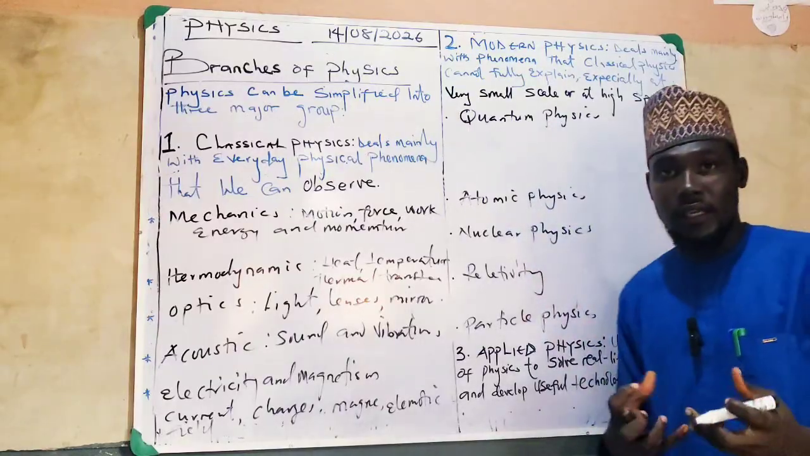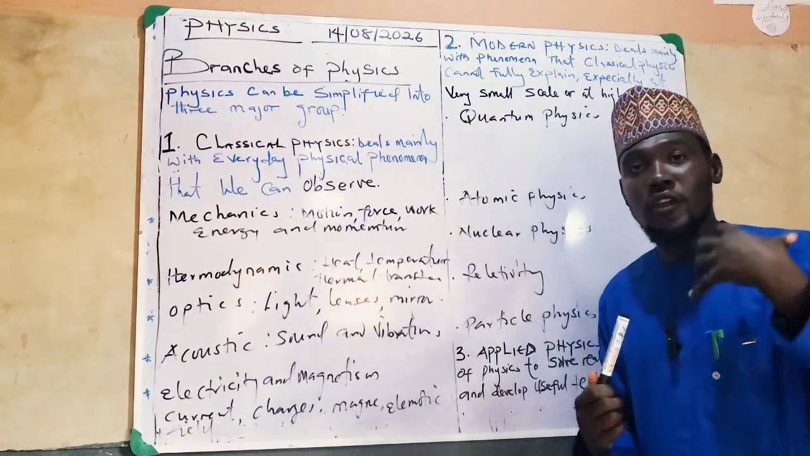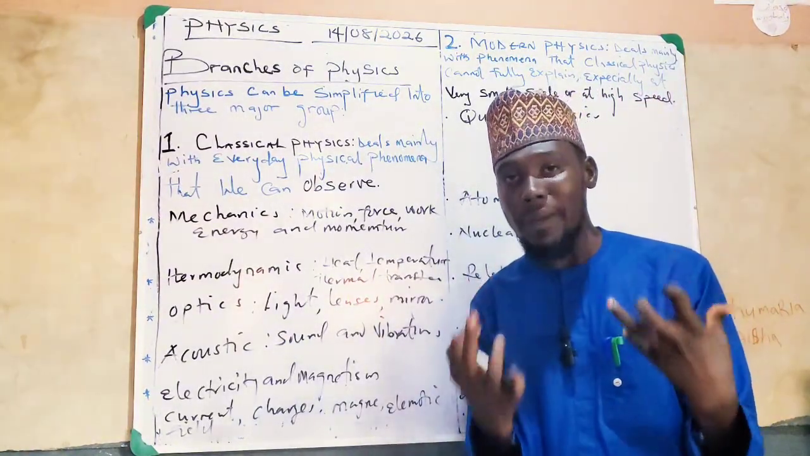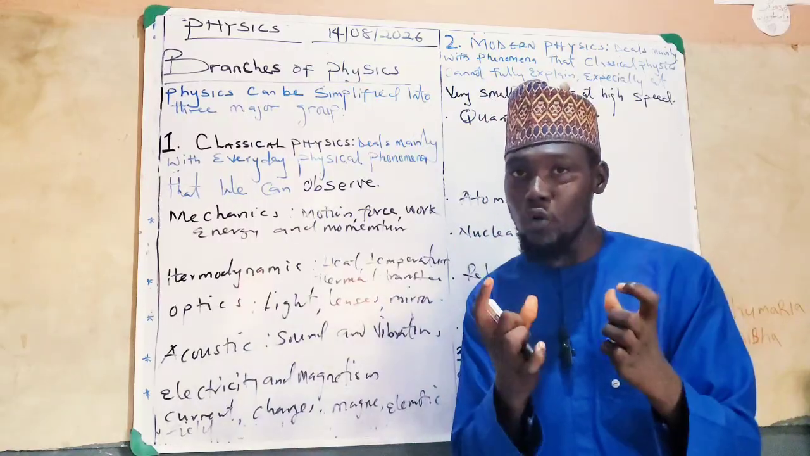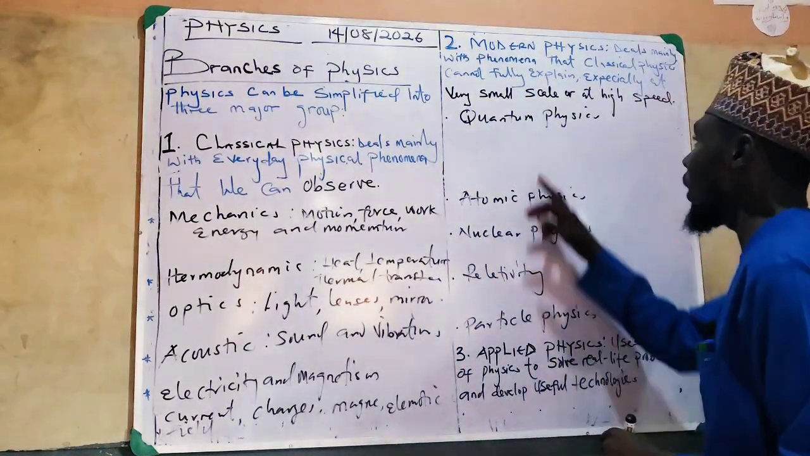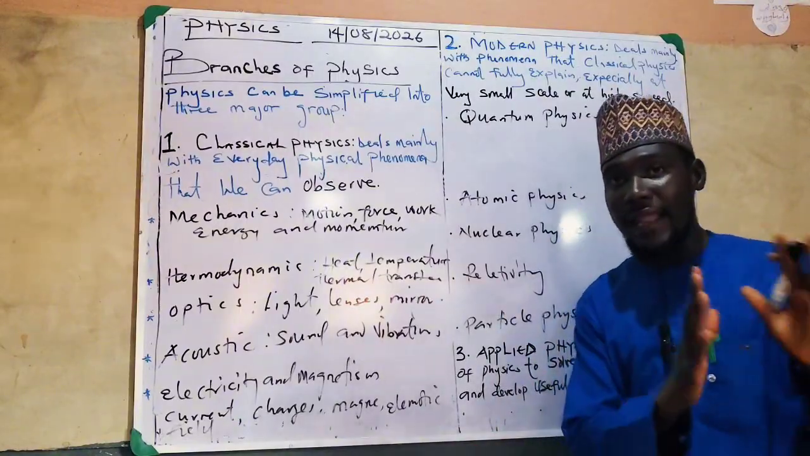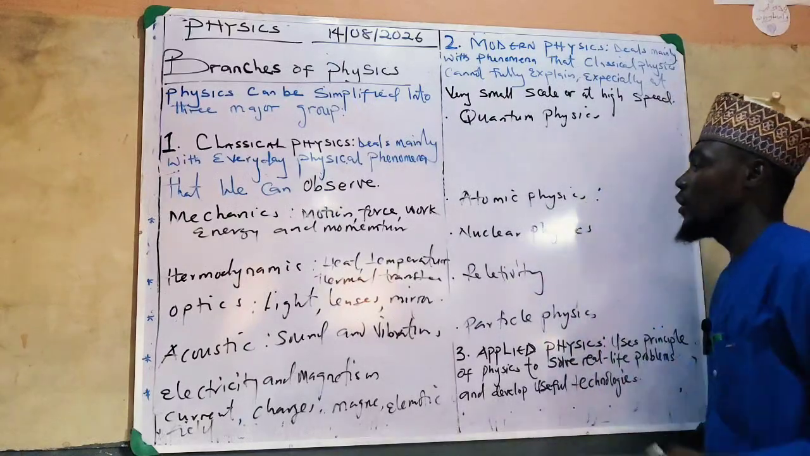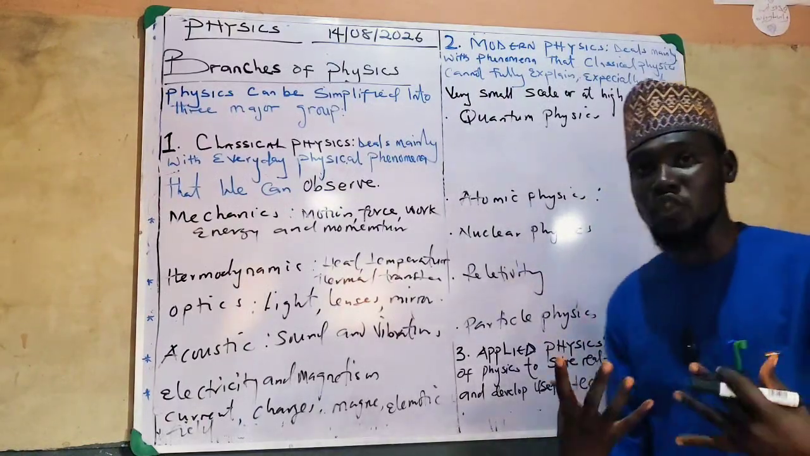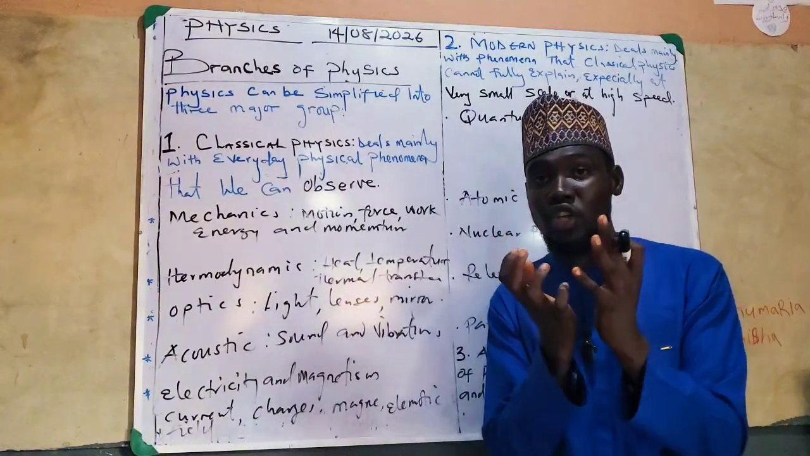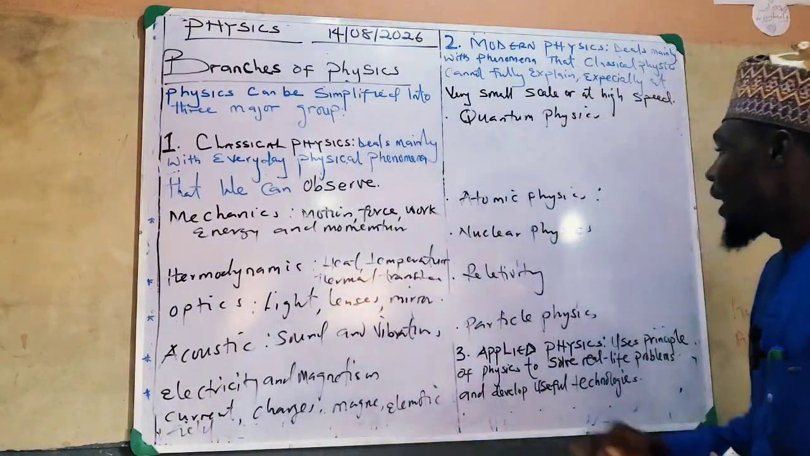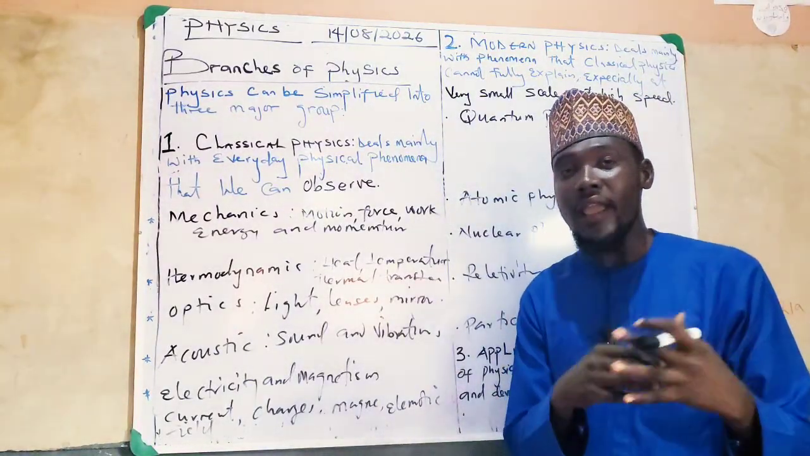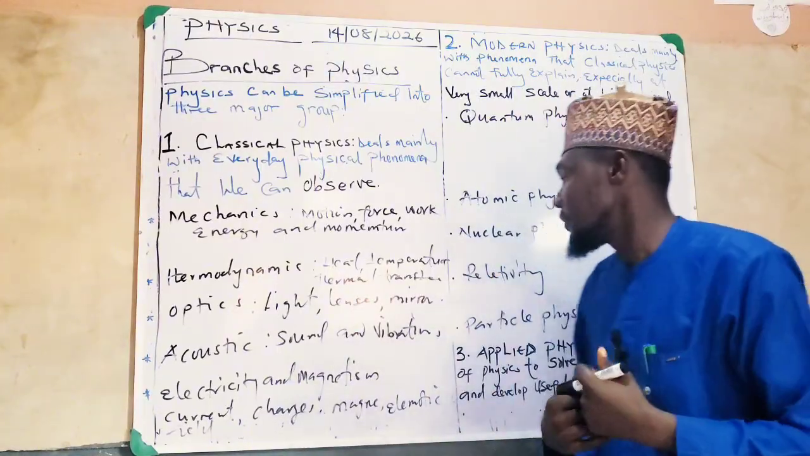So quantum physics is a branch of physics that studies the behavior of matter and energy at atomic and subatomic scales. And then atomic physics is a branch of physics that studies the atom, the structure of the atom and its behavior. And then nuclear physics is a branch of physics that studies nuclei and radioactivity.